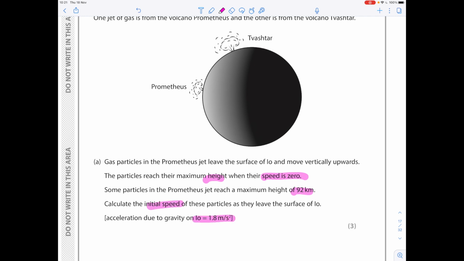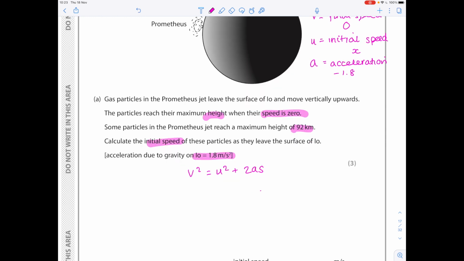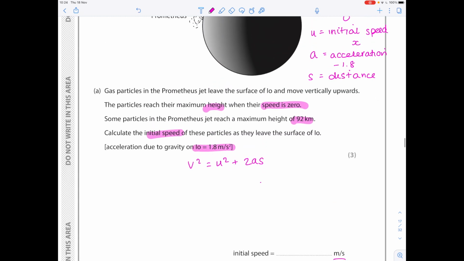And here's our acceleration. So this is going to be SUVAT, and the equation you need here is v squared equals u squared plus 2as. Let's make a note of what these letters stand for. So v is final speed, which we know from the question is 0. u is the initial speed, which is what we're after. Now in terms of the acceleration, it's actually going to be minus 1.8, and that's due to the direction in which the particles are moving. s stands for distance, which we've been told is 92 kilometers. Check the units. The units are in meters per second, so we need to convert 92 kilometers to meters by timesing by 1,000. So we're ready to get going.